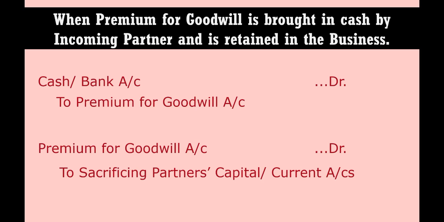Let's look at it once again. When premium for goodwill is brought in cash, cash account debit to premium for goodwill. It is retained in business, so no need to pass any entry because this cash is just coming and lying in the business. Then this has to be distributed among sacrificing partners. So premium for goodwill account debit to sacrificing partners' capital or current account, as the case may be, of fixed or fluctuating capital.